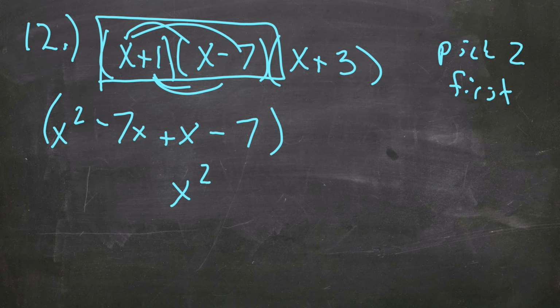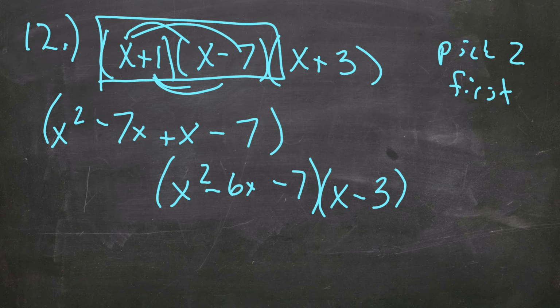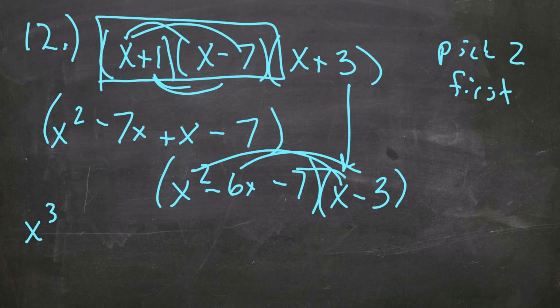That turns into x squared minus 6x minus 7. I didn't do anything with x minus 3, that's why it drops down. And now I just take everything in the first set of parentheses. X goes to everything, gives me x cubed minus 6x squared minus 7x.